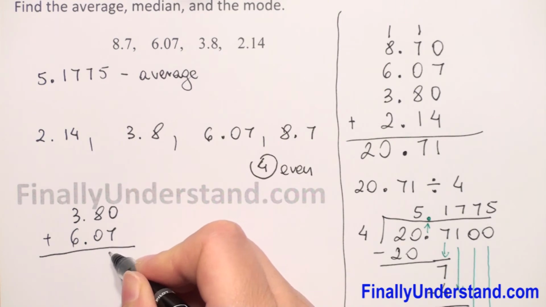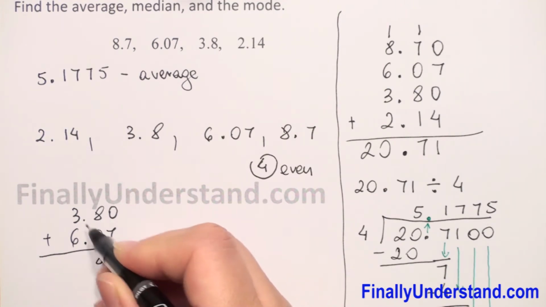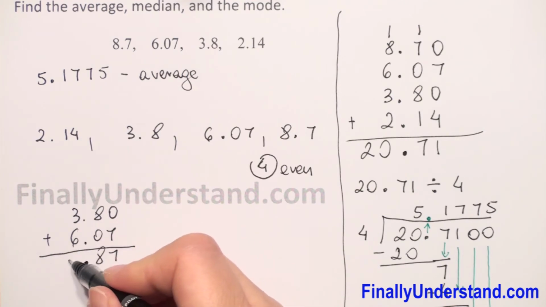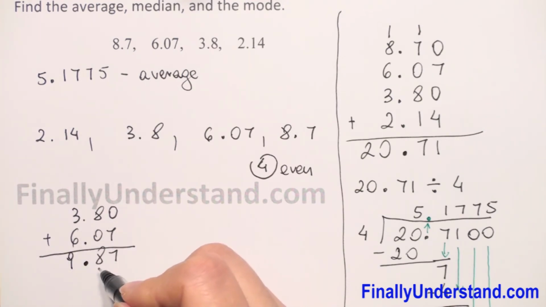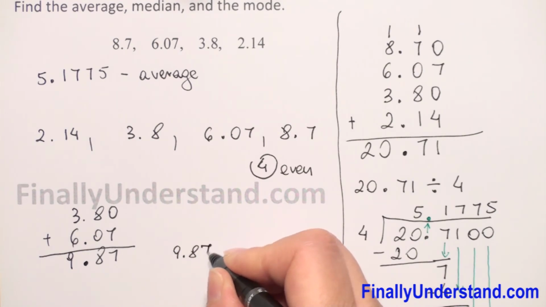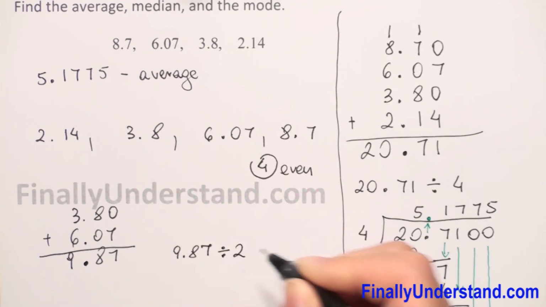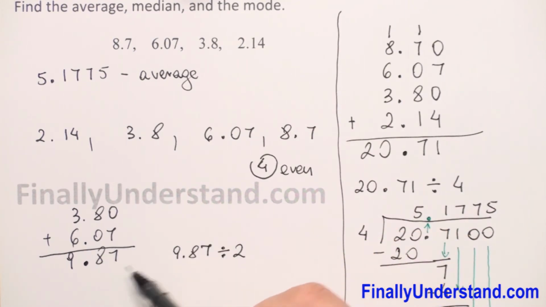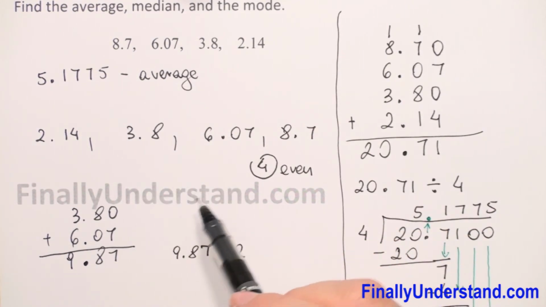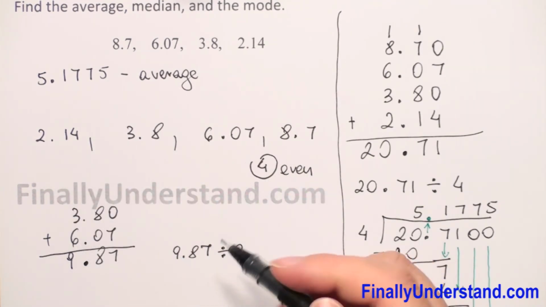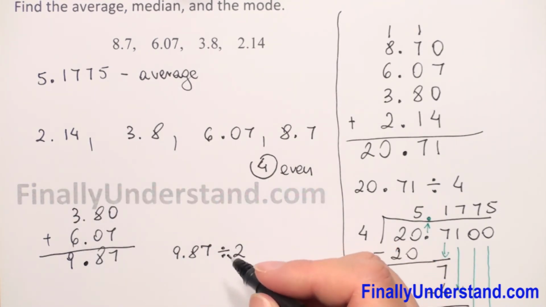So 0 plus 7 is 7. 8 plus 0 is 8. The decimal point we copy exactly in the same column. 3 plus 6 is 9. We find the sum. So now we have to divide 9.87 by 2, and we will find the average of these two numbers. This average will be the median of our 4 given decimal numbers.